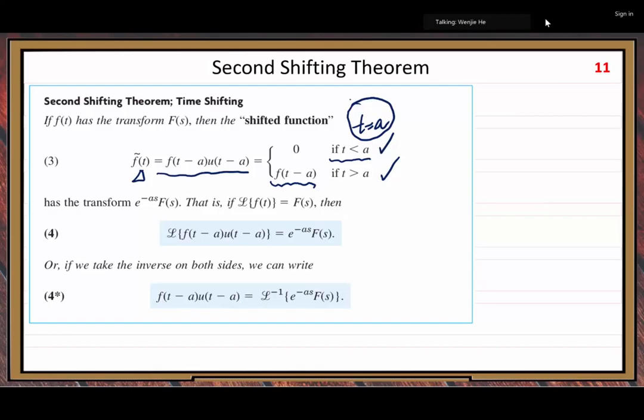Let me explain a little bit. Here, the value at t equals a is not important. The value of this function at this point is not important, so even if you do not define it, it's not a problem. Why do we say it's not important? Because when you take the Laplace transform, we know the Laplace transform is an integral operation, right? When you take an integral, the value of a function at one point does not change the integral value.